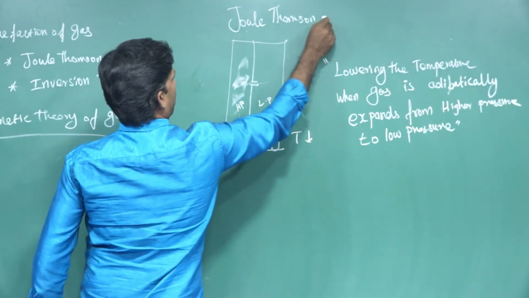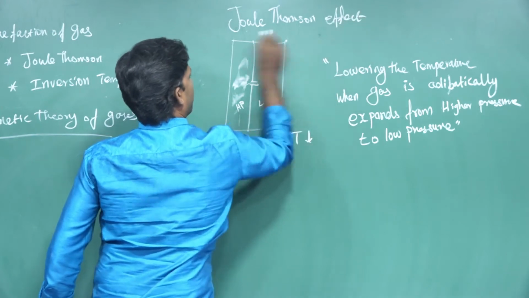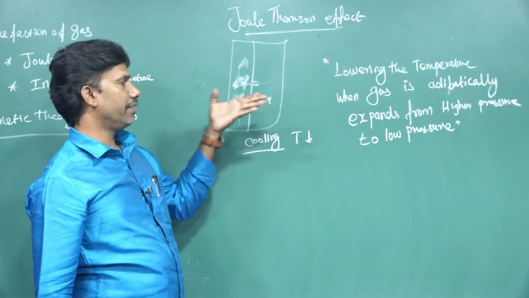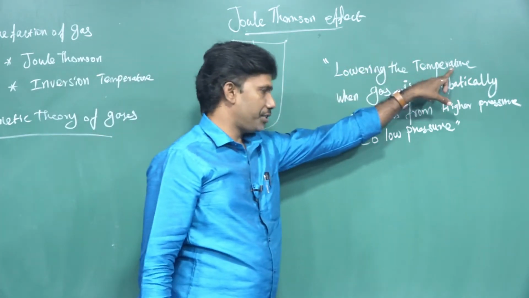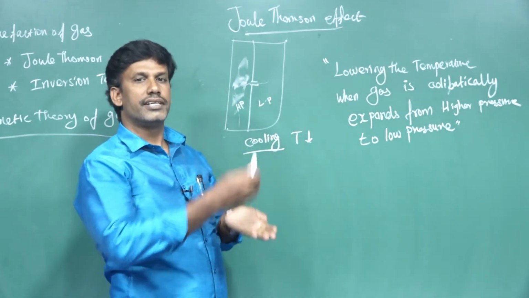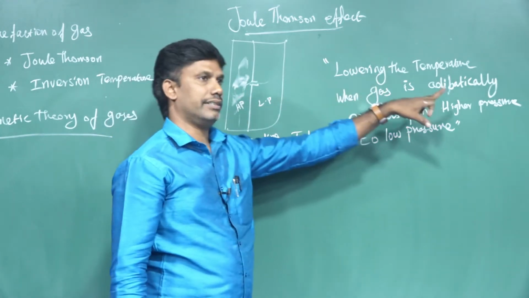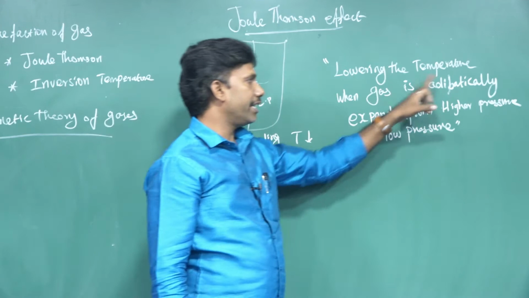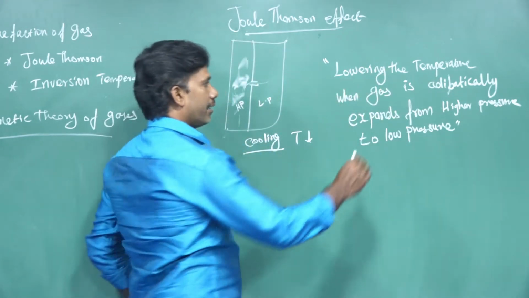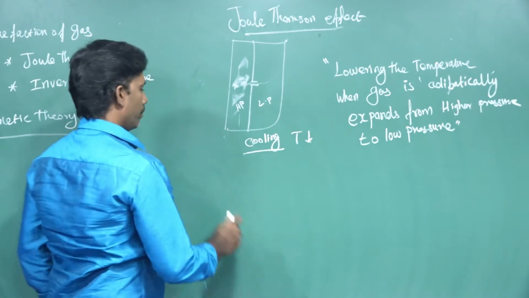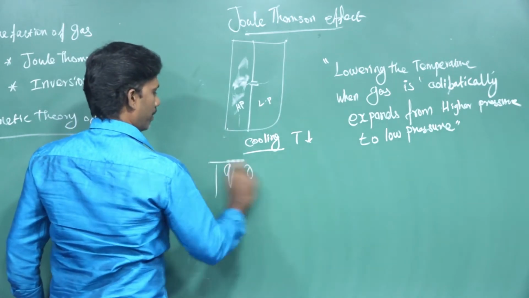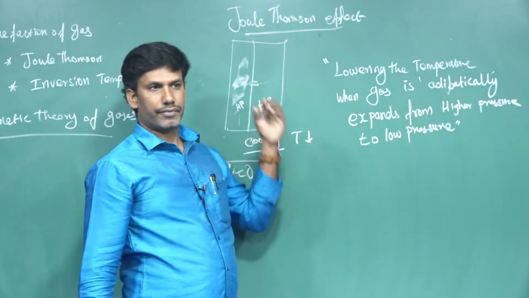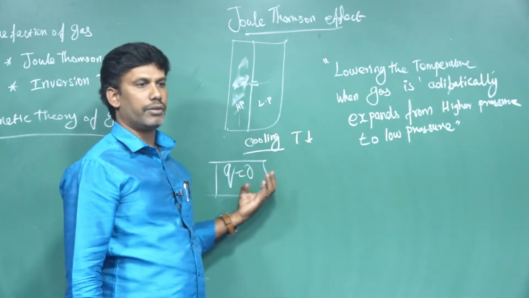So let me define that. How did he give the statement for lowering the temperature? Temperature is decreased, or cooling occurs, when the gas is adiabatically expanded. What is called adiabatic? Adiabatic means Q equal to 0. Quantity of heat is 0. Heat is neither given out nor taken in. There is no flow of heat. That is called Q equal to 0.